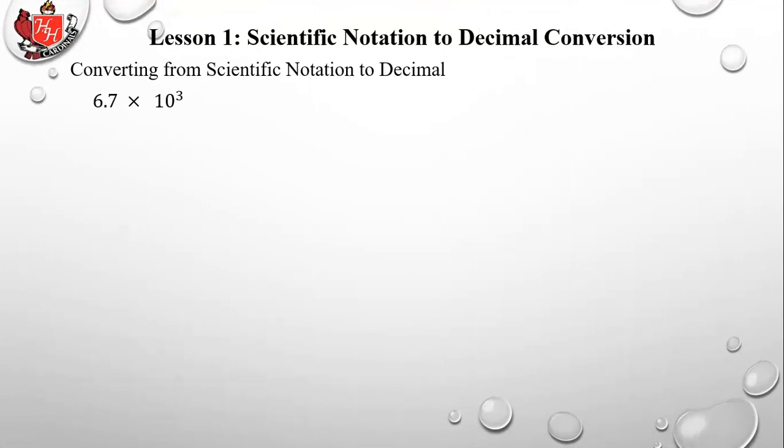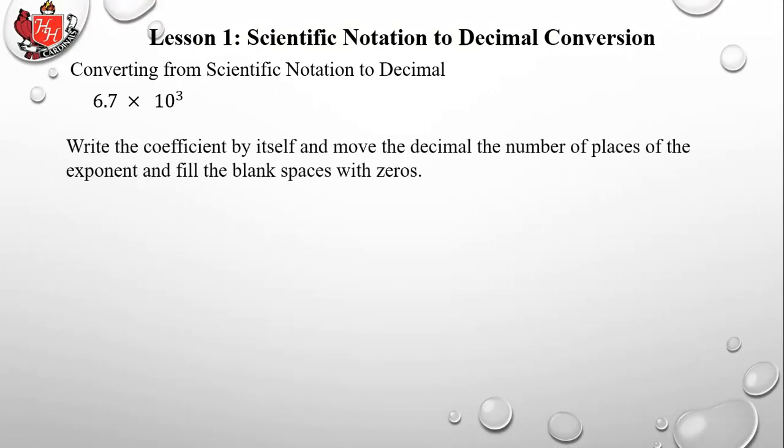Okay, now we're going to go in the other direction. Convert from scientific notation to decimal. Write the coefficient by itself and move the decimal the number of places of the exponent, filling the blank spaces with zeros. So you write a 6.7. Now you move it to the right. How do you know you move it to the right? Well, because 10 to the 3rd equals 1,000. That's definitely a number greater than 1. So your answer is going to be a number greater than 1. If you had moved it to the left, it would have been a number less than 1.